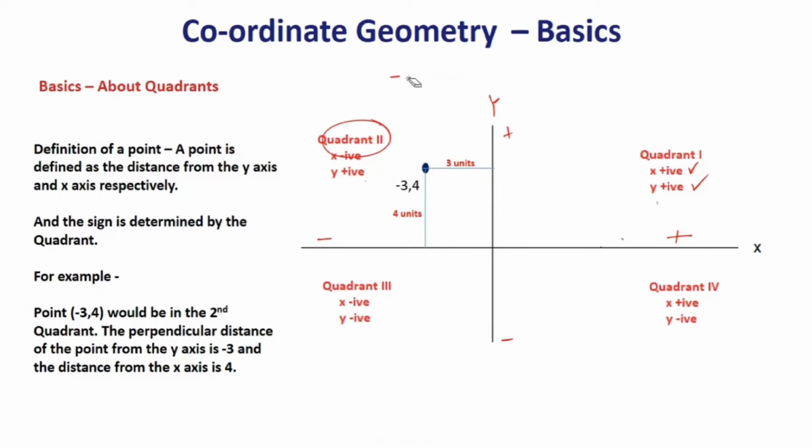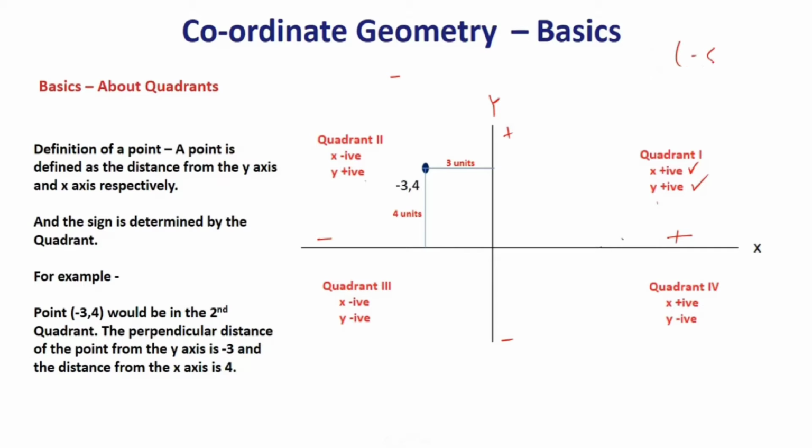Now what do these numbers represent? (-3, 4) represents that the value of x is -3. Effectively, the distance from the y-axis for this point is 3 and the distance from the x-axis for this point is 4. I hope the basics about quadrants and representing a point are very clear.